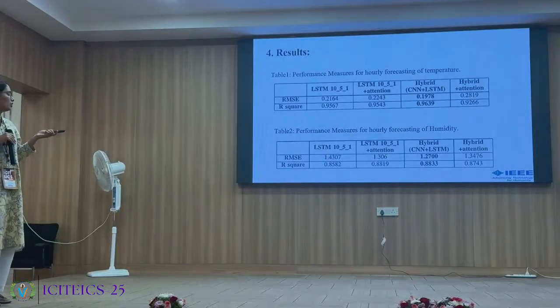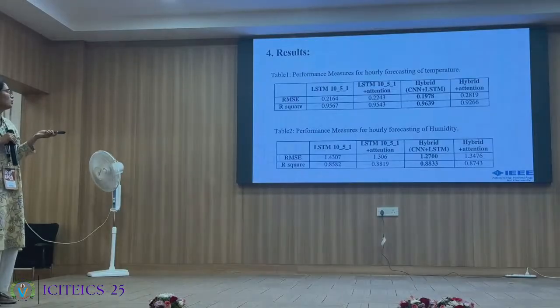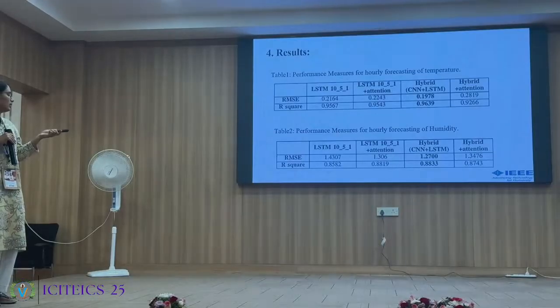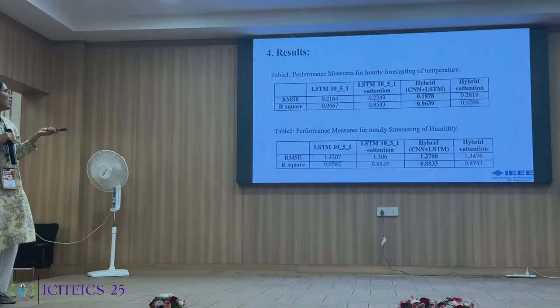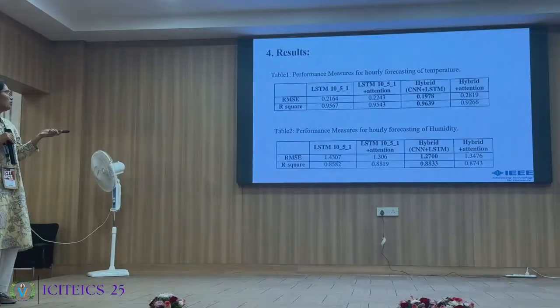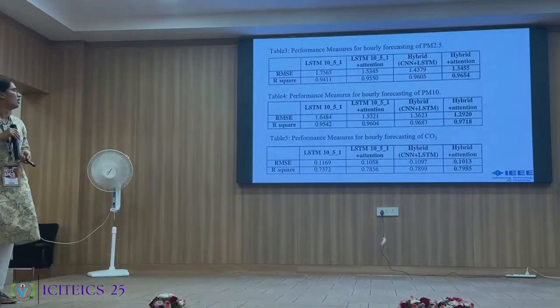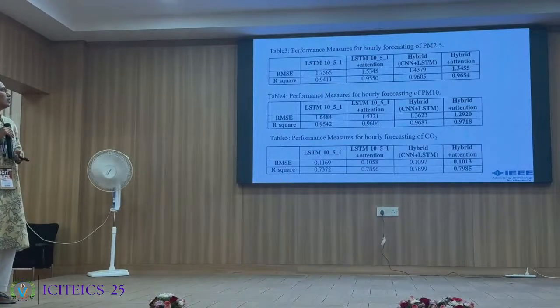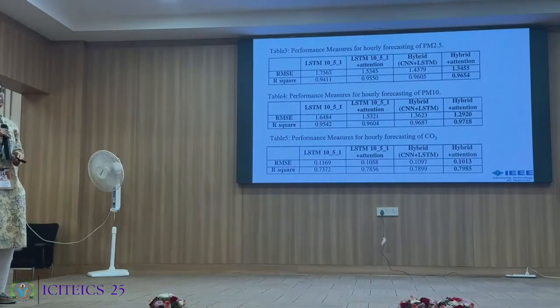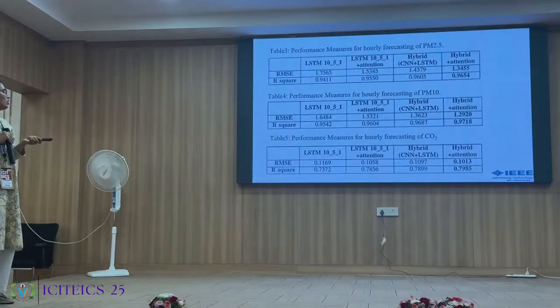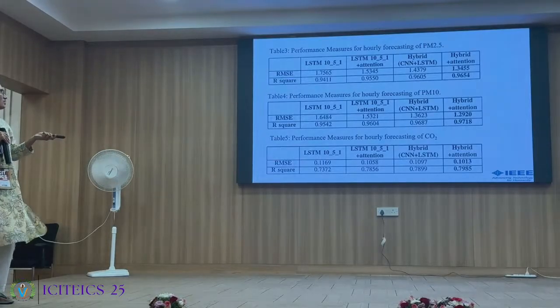For different IEQ parameters, like temperature and humidity, we can see that the hybrid parameters were showing the highest R-square value and the lowest RMSE value. And for other parameters like PM2.5, PM10 and CO2, our hybrid CNN model shows a high value of R-square and the lowest value of RMSE.